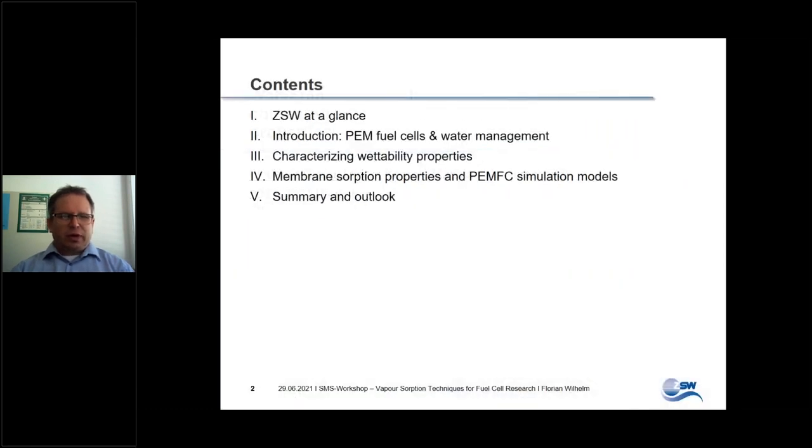What I'm going to do is to introduce, in a very few short slides, PEM fuel cells and the topic of water management, just so that everybody has the same basis to start from, and then describe two example applications. One is characterizing wettability properties, the other one is membrane sorption properties, with a special focus on PEMFC simulation models, how to use the results there, and finally a summary and outlook.